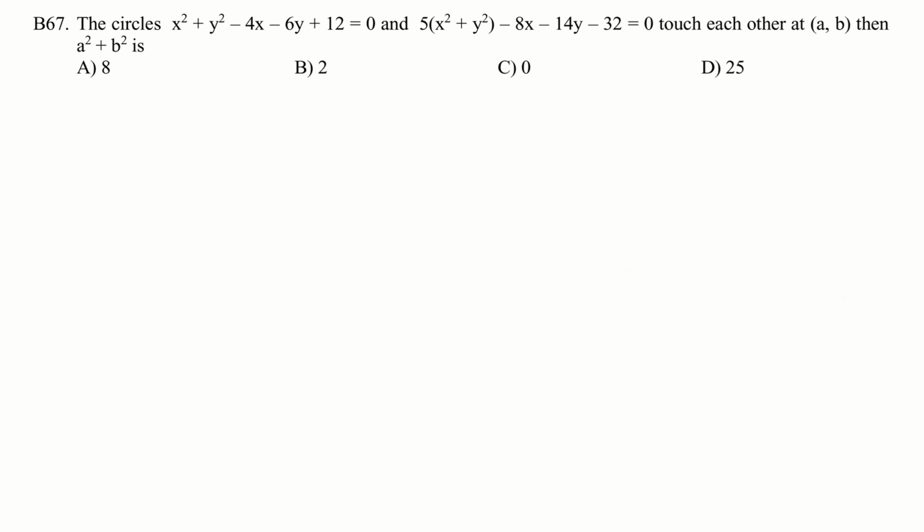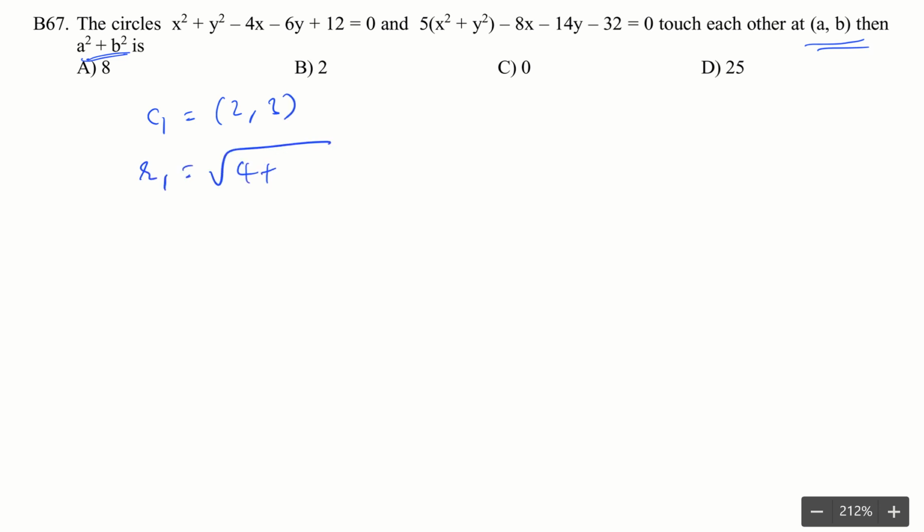Okay, in this problem he is asking us for the value of a square plus b square, where (a, b) is the point of contact of the circles. So first of all, to know the point of contact, let's first find out whether the circles are touching internally or externally. And for that, I write centers and radii. For the first one, the center is (2, 3) and the radius is root of g square plus f square minus c. I am getting it as 1.